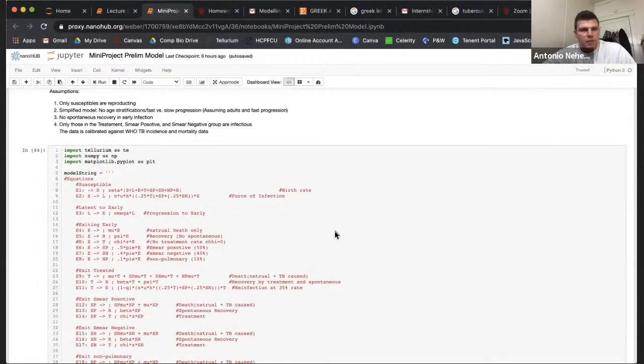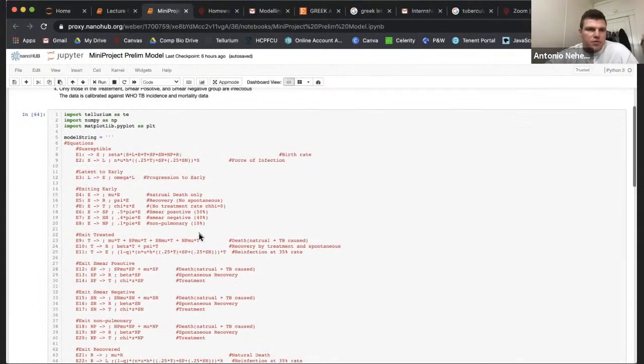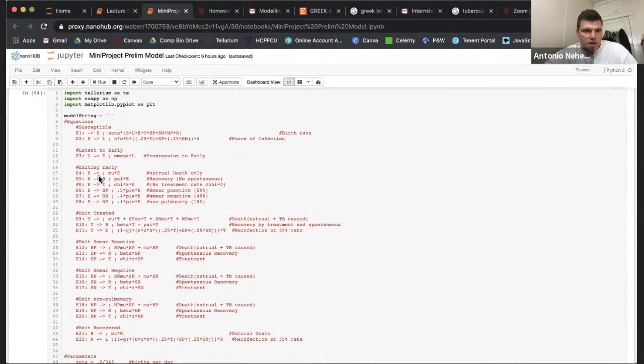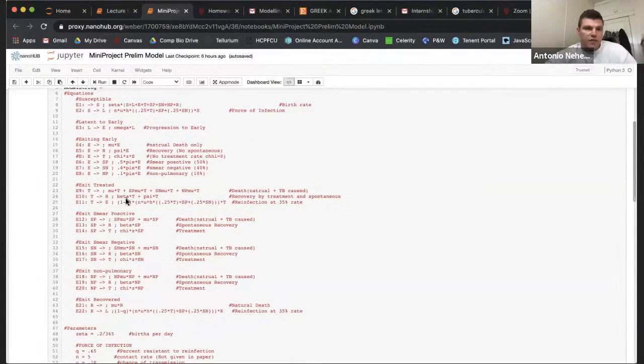He age stratified it, and he had a fast and slow progression of the disease. I decided to make it a little simpler, and I'm just going to assume that they're all adults and it's all fast progression. So you're starting with a susceptible, and then susceptible goes to latent, then transitions to early. And then once you're in the early infection stage, you can recover, you can be identified and be treated, or you can go into any of the three categories of late infection.